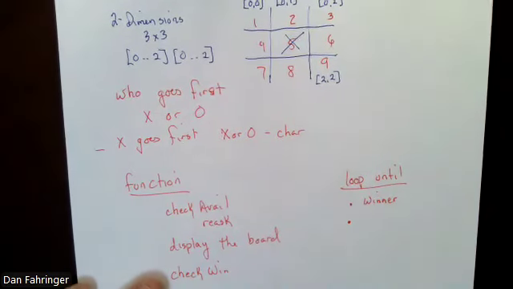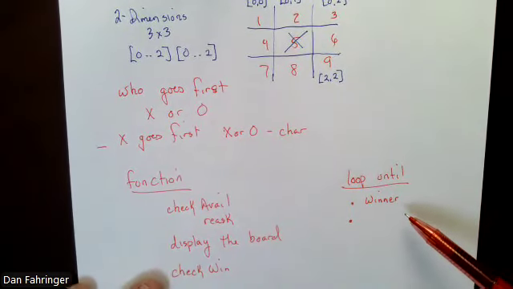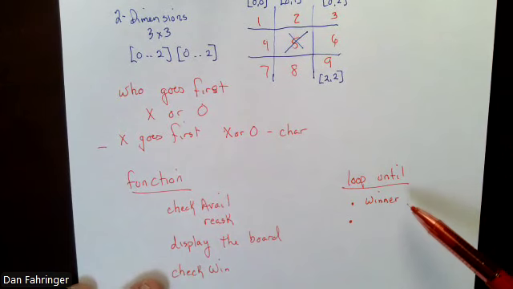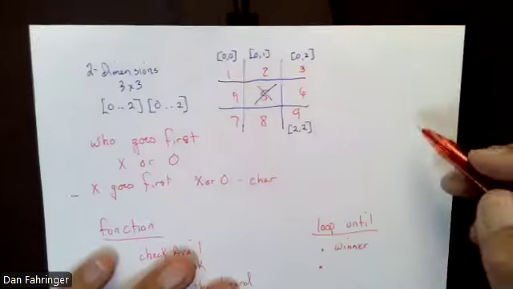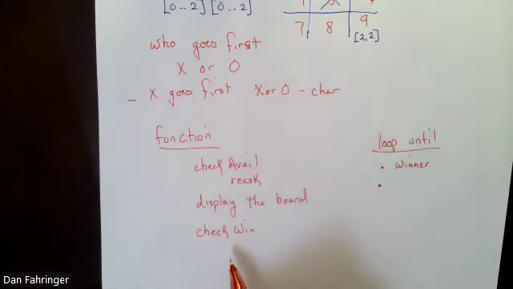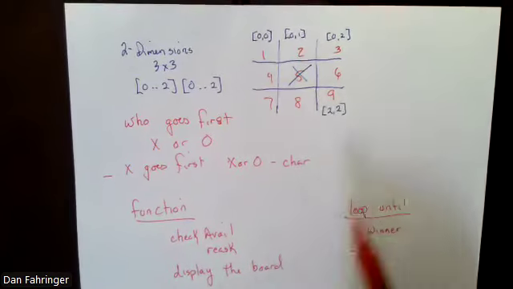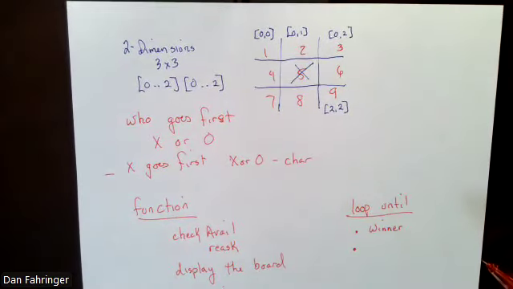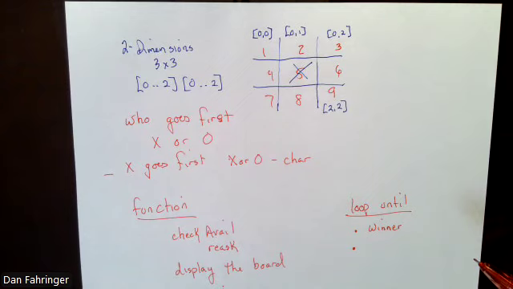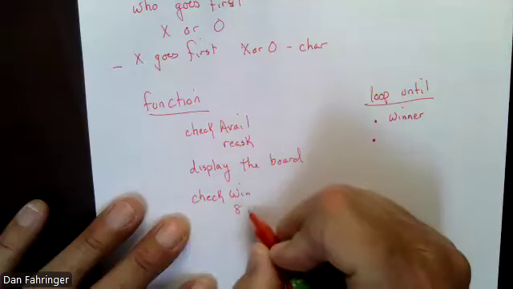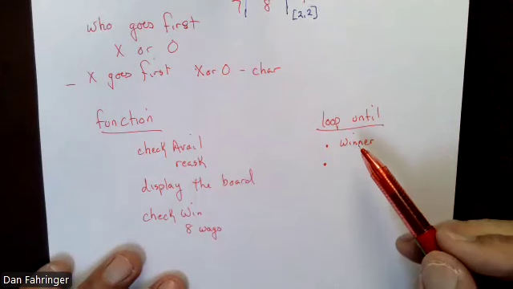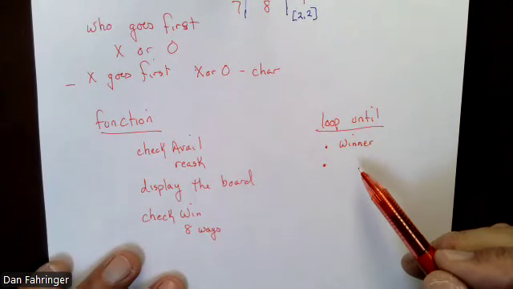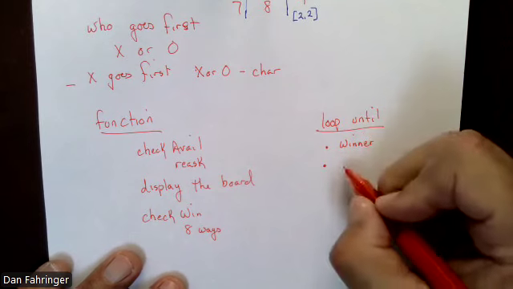Could we set, as far as the win condition, position 1 equals position 5 equals position 9, and then the other ones? Yeah. In my check win, how many different ways can you win? 8 ways. Check win 8 ways. I'm in my loop until we have a winner or a draw.